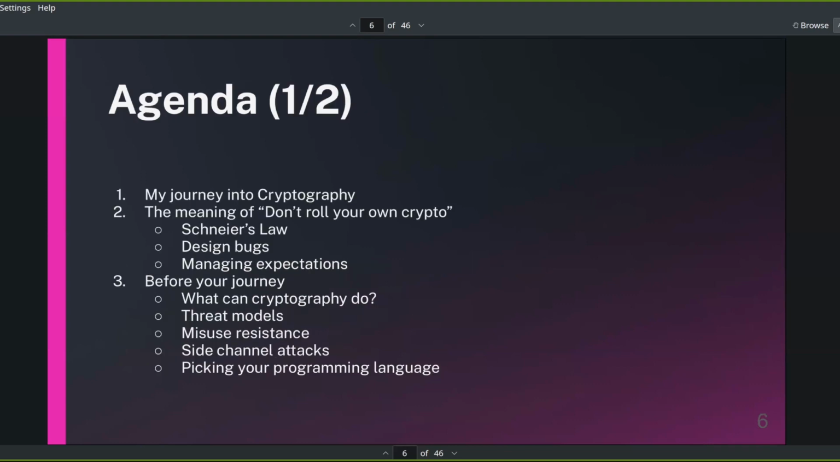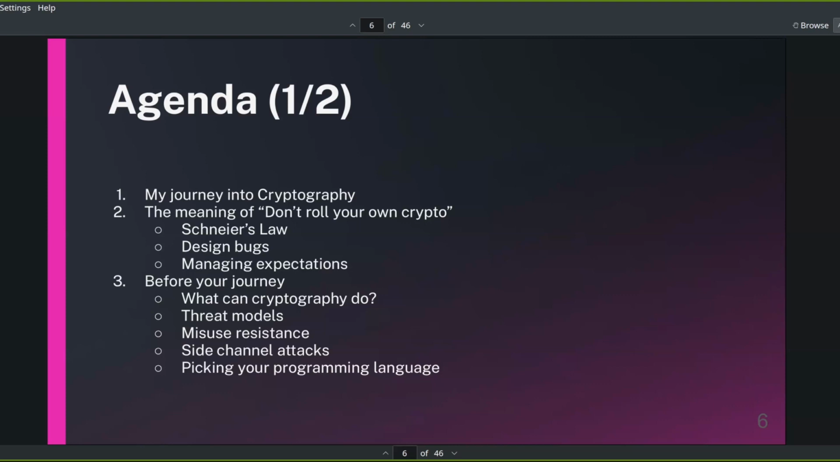Agenda. Well, at first, I'll go over my journey into cryptography. I'm not a cryptographer by degree. I'm not a mathematician either. I'm a mechanical engineer. So I didn't really do much maths related to prime numbers, for example. I did do linear algebra, but that helped maybe for lattices, not for elliptic curve or pairings or polynomial commitment or zero knowledge proofs. Then I'll go over the meaning of don't roll your own crypto.